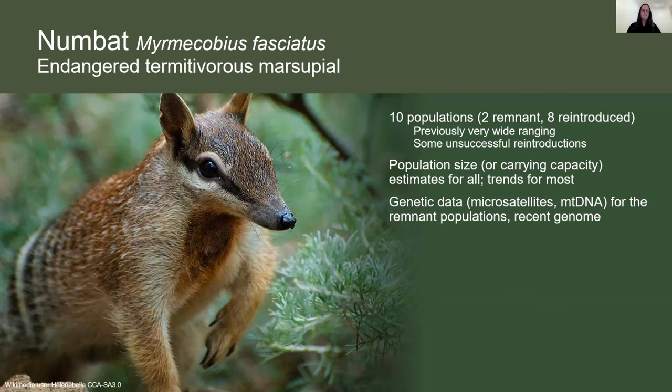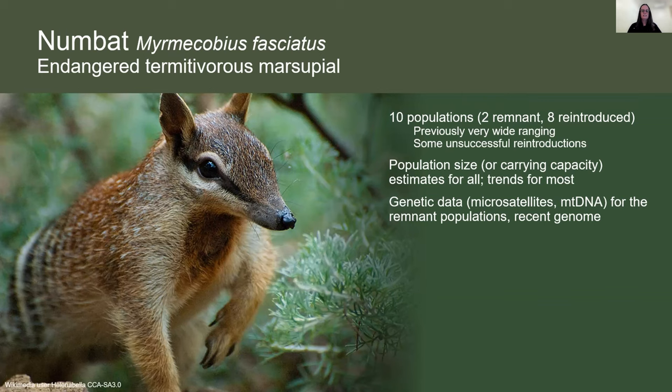The first example I'd like to talk about is the numbat, which is an endangered termitivorous marsupial. There are currently 10 populations, 2 remnant and 8 reintroduced. There are very good population size estimates or carrying capacity estimates for most of these populations, or at least trends for most of them. And this species has been the focus of genetic research, including genetic data based on microsatellites, mitochondrial DNA, and more recently a genome project.